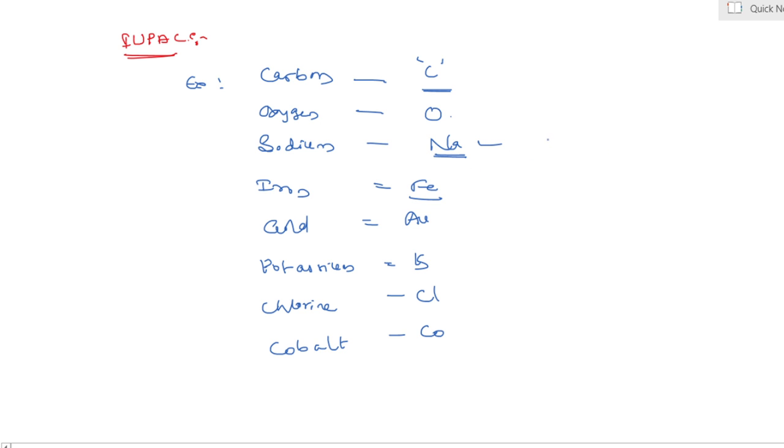Sodium means natrium. Natrium came from a Latin word. Yes, my dear students, there are totally 118 elements present in our modern periodic table.